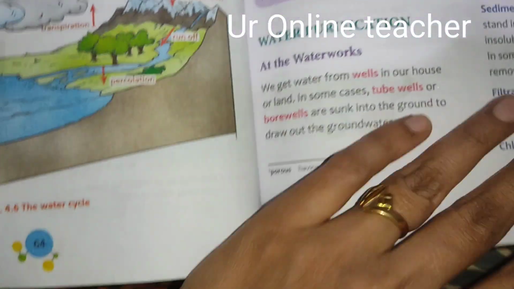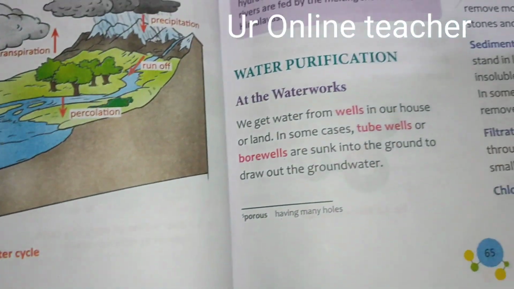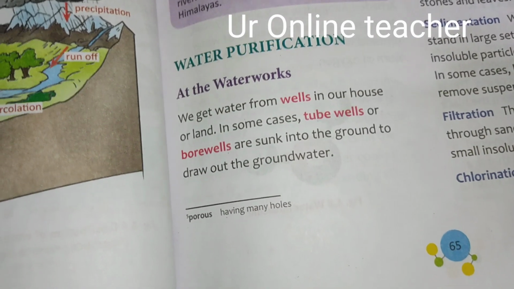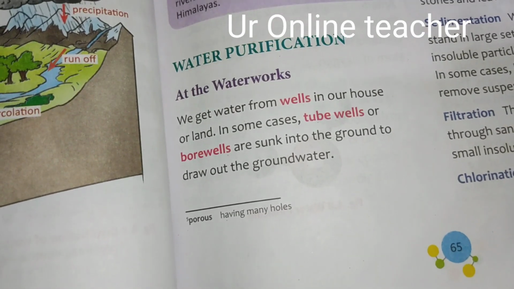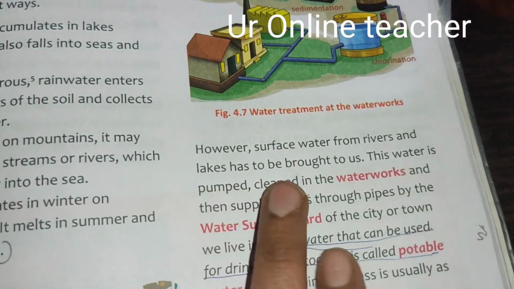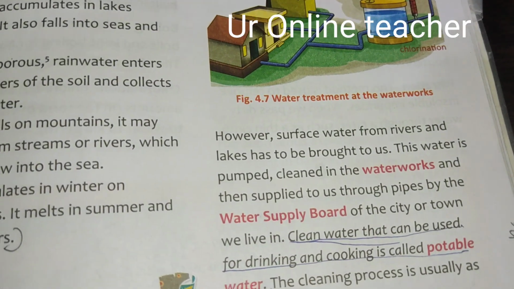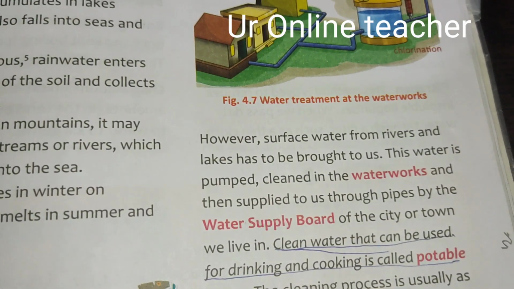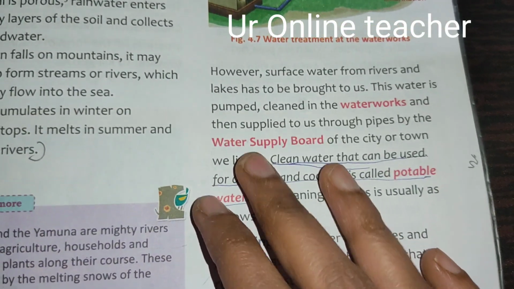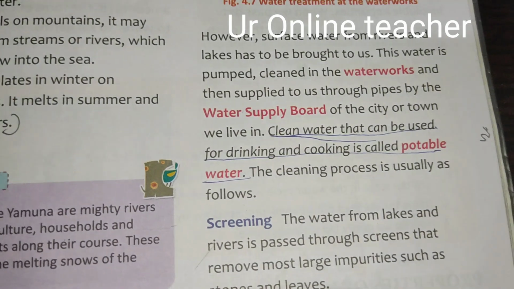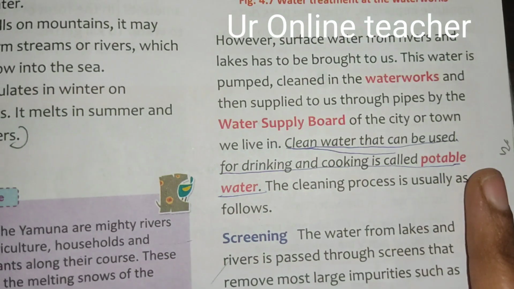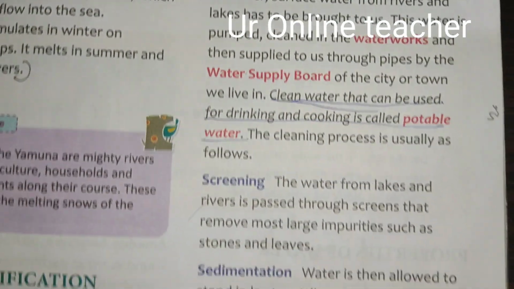We will see next, the water purification process. Why do we have to purify the water? We get water from wells in our house. In some cases, tube wells and bore wells are sunk in the ground to draw groundwater. However, surface water from rivers and lakes has to be brought to us. The water should be cleaned, pumped in the waterworks and then supplied to the pipes by the water supply board. So the water supply board will supply us very clean water. This clean water used for drinking and cooking is called potable water. What is potable water? The clean water which we use for drinking and cooking.